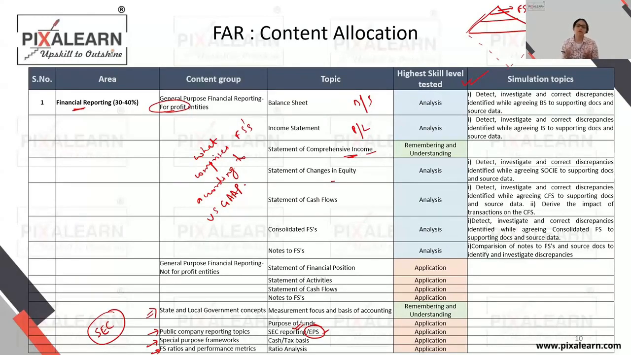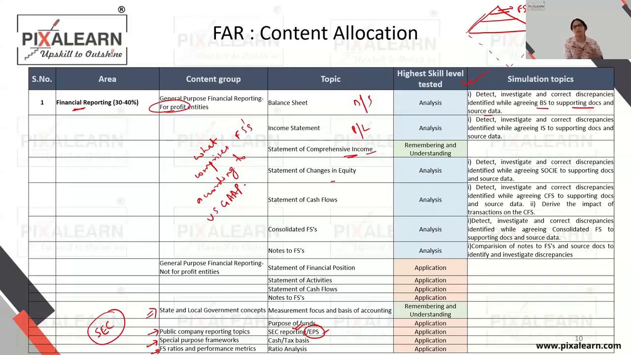They're not going to give you the trial balance and then ask you to fill up the P&L and make the balance sheet. They will not give that to you. But see what they've said: detect, investigate, and correct discrepancies identified while agreeing the balance sheet to supporting documents and source data. That means, for example, they'll give you a balance sheet, and that is a wrong balance sheet. Then they'll give you the trial balance, and then they'll give you the source.